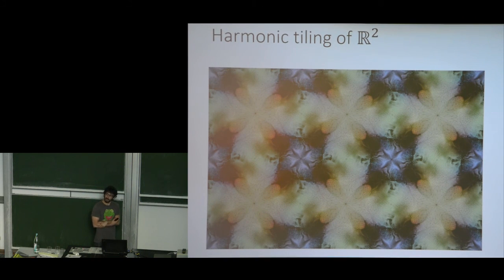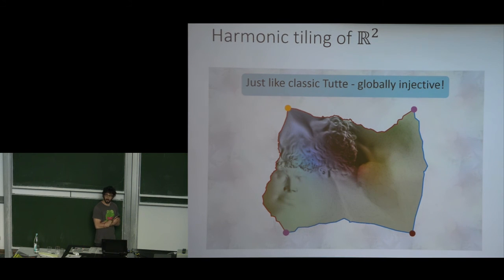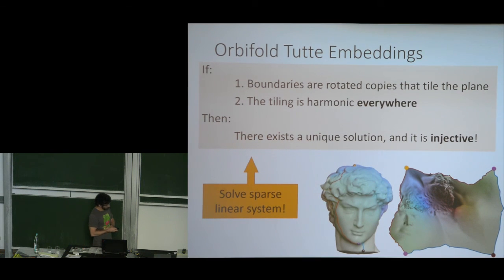And as a result of this computation, what we get is actually a harmonic tiling of R2. So you can imagine like an infinite mesh that's harmonic everywhere. And just like classic TAT, we get a global injective mapping, which means that this mapping to this one tile is globally injective. And that's our work from previous year, which is called orbifold TAT embeddings. And the idea, what we've shown in the paper, is that if we require these two conditions, that the boundaries are rotated copies that can create this basic tile that can tile the plane, and that the resulting tiling is harmonic everywhere, then this gives rise to a sparse linear system that has a unique solution, and the resulting embedding is guaranteed to be injective. And again, all you need to do to solve this equation is just exactly as the original TAT, to solve a sparse linear system.